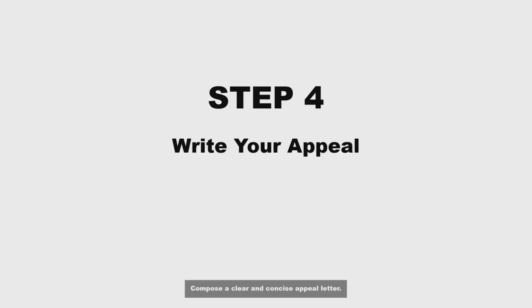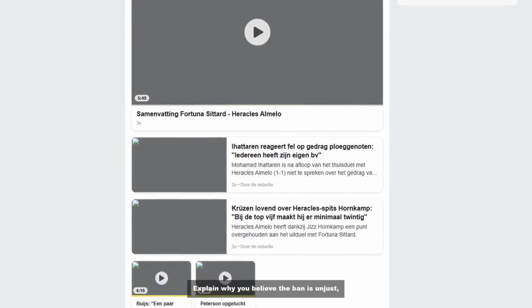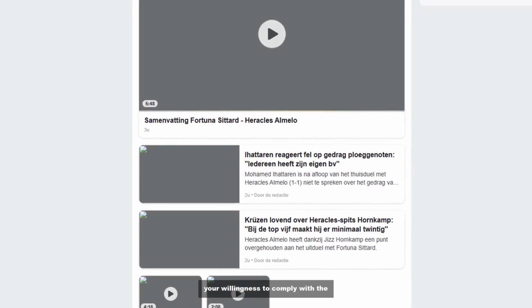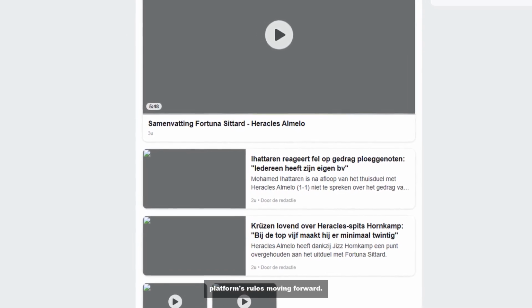Step 4. Write your appeal. Compose a clear and concise appeal letter. Explain why you believe the ban is unjust, provide any supporting evidence, and express your willingness to comply with the platform's rules moving forward.